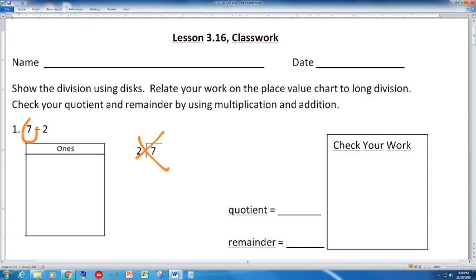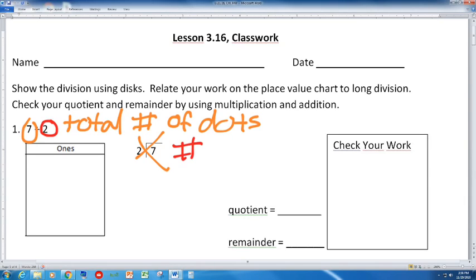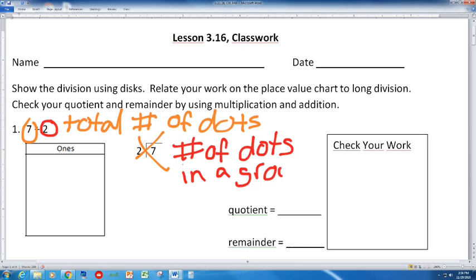So how we're going to be doing it is this 7 is going to tell us a total number of dots. Now this will make more sense in a second. And then our 2 tells us the number of dots in a group. Now, this is representing a place value chart, our ones here. That is part of our place value chart.